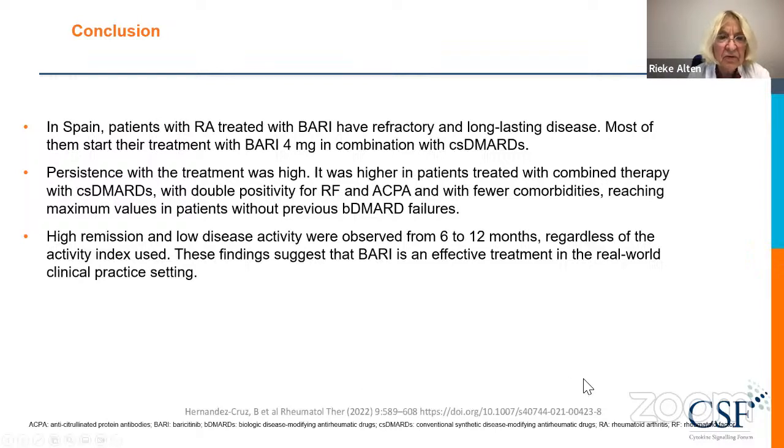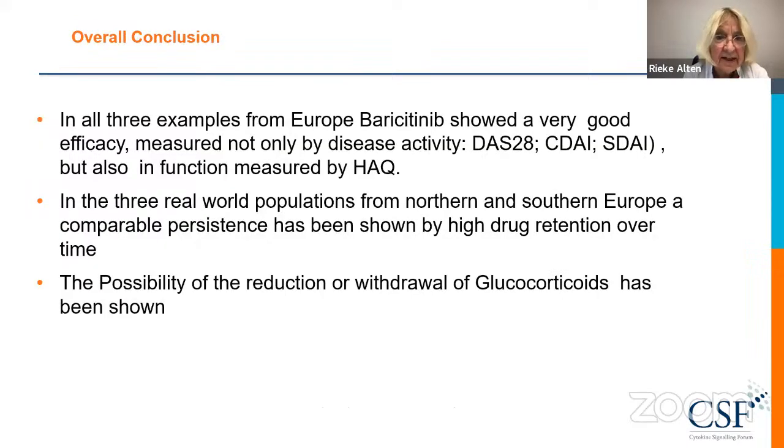So in Spain, patients with rheumatoid arthritis treated with baricitinib had a refractory and long-lasting disease. Most of them started their treatment in combination with csDMARDs. Persistence with the treatment was high. It was higher in patients treated with combination therapy with csDMARDs, with double positivity for rheumatoid factor and ACPA. That's also very important information, and also with fewer comorbidities, reaching maximum values in patients with previous bDMARD failures. High remission and low disease activity were observed from month 6 to month 12, regardless of the activity index used, CDAI, DAS, or whatsoever. These findings suggest that baricitinib is an effective treatment in real-world clinical practice setting.